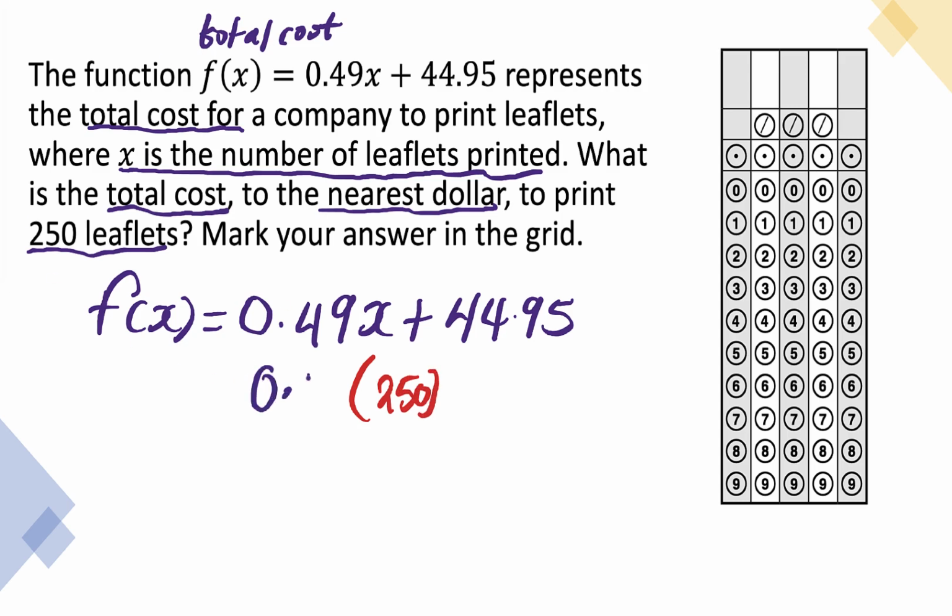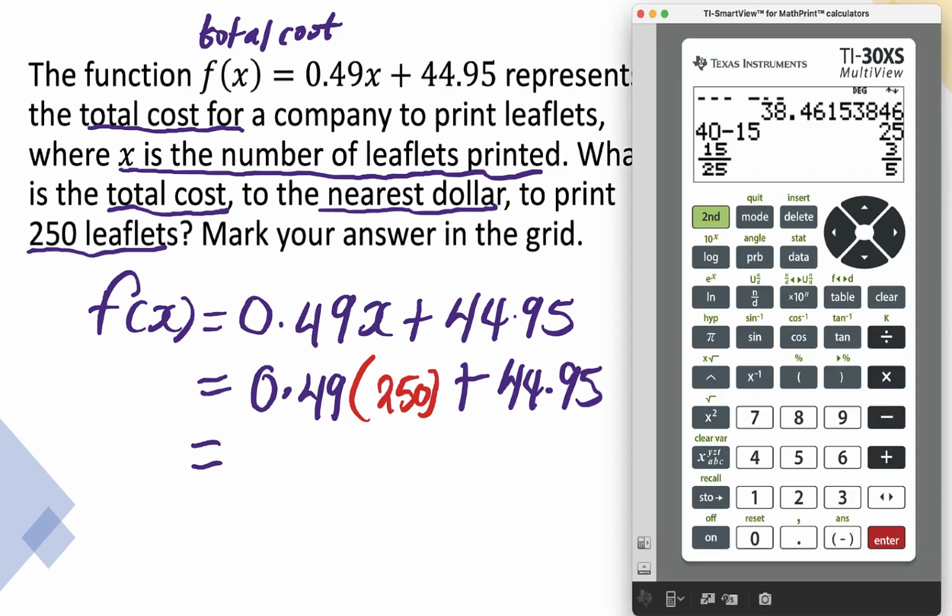So I have the 0.49 plus the 44.95. This type of question will be on the calculator because you have to do so much. And remember, the test is timed. So let's get my calculator. I'm going to clear. So I'm going to enter this just as I see it here.